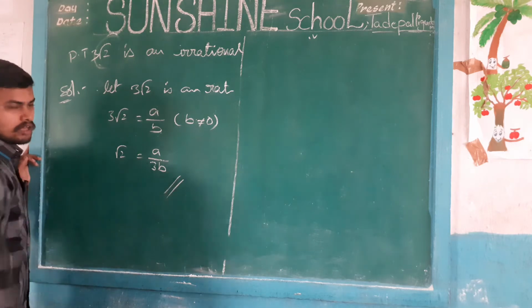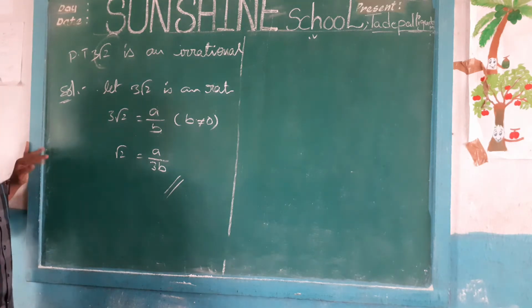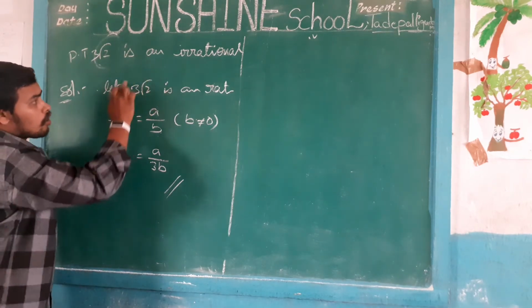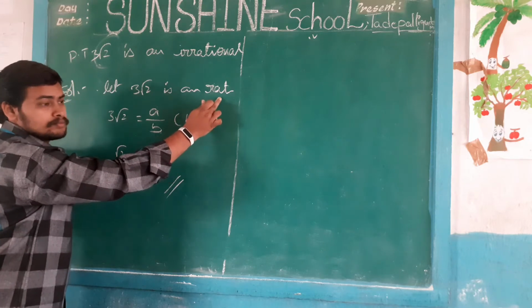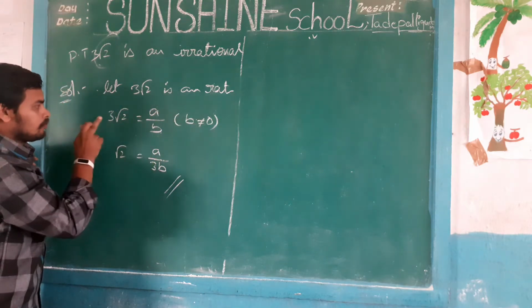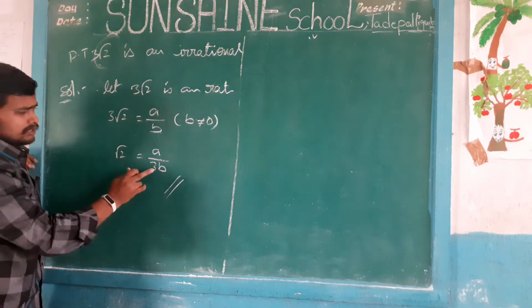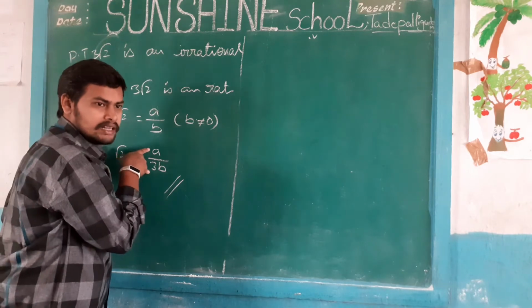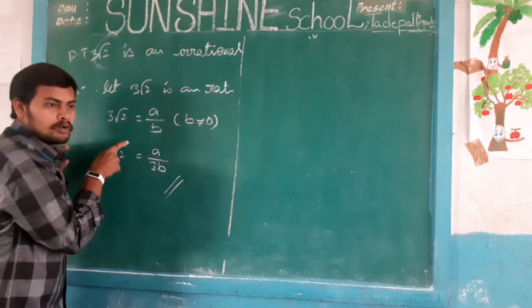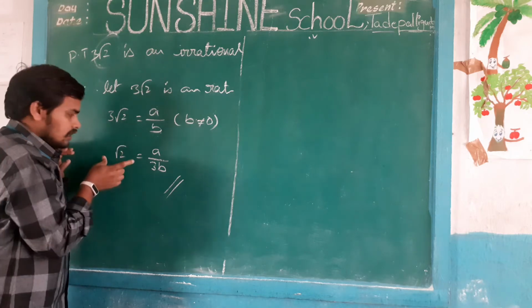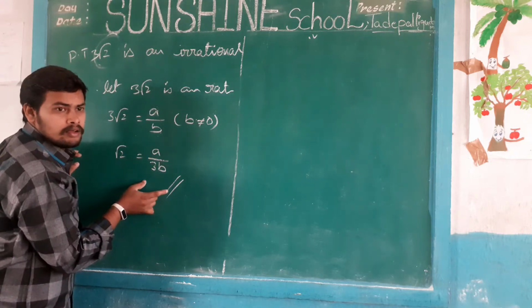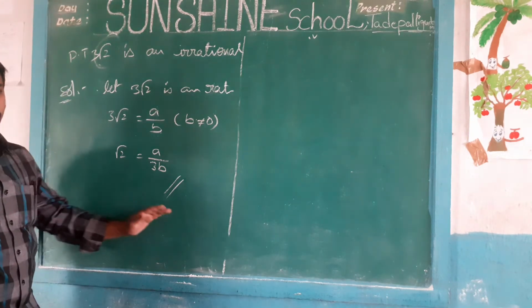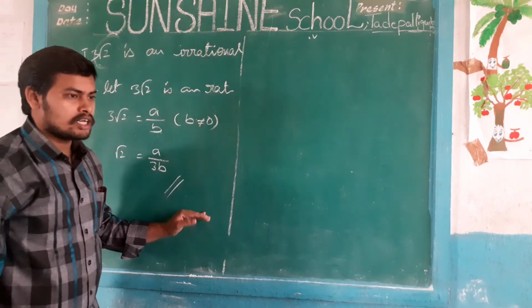So the process stops now. Very simple. In these cases, only 3 root 2 is given. Assume 3 root 2 is a rational number. So root 2 equals a by 3b. Here a by 3b is in the form of p by q. Here root 2 is an irrational number. Is an irrational number equal to a rational number? No. So the process stops now. Hence, because of our incorrect assumption, 3 root 2 is an irrational number.